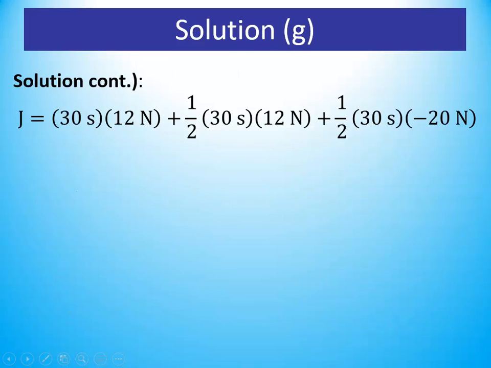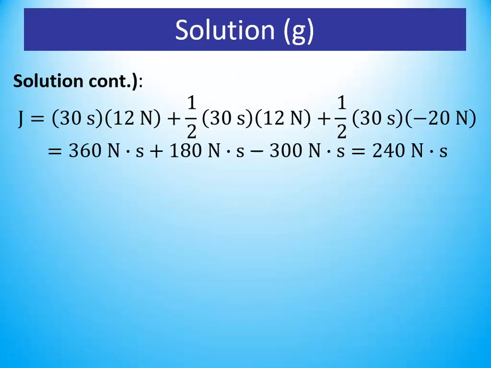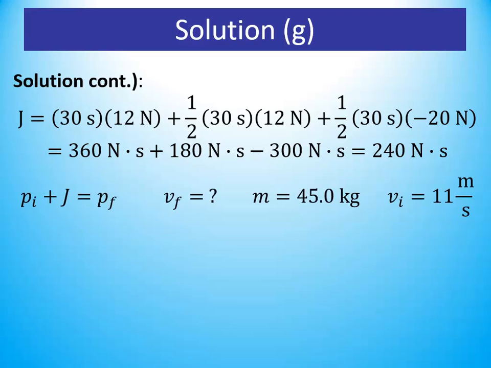In any case, once we work all of these out, we get the 360 that we had before minus the 300 that we had before. That is actually plus the negative 300 that we had before. So that gives us 60 plus 180 gives us 240 newton seconds. That is 240 kilogram meters per second for our impulse. That is our change in momentum.